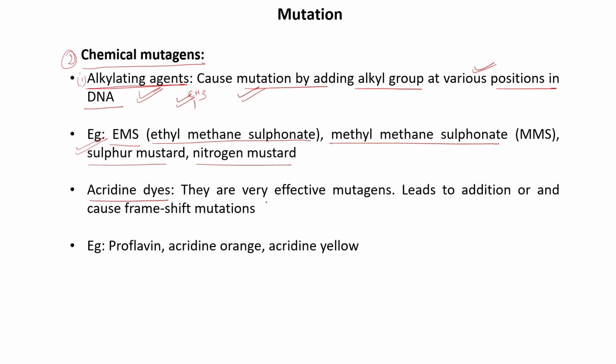Acridine dyes are very effective mutagens, leading to addition or deletion, which causes frame shift mutation. This is a very deleterious type of mutation. Examples of the acridine dyes are proflavin, acridine orange and acridine.